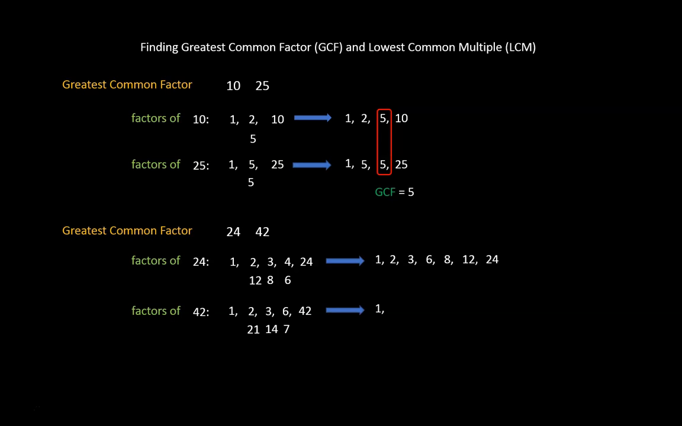We line them up and look at the common factors. 1, 2, 3, and 6 are all common factors to both numbers, but the greatest of these is clearly 6. So GCF equals 6. This is the longer way of determining the greatest common factor, but it clearly shows what we mean by the term.